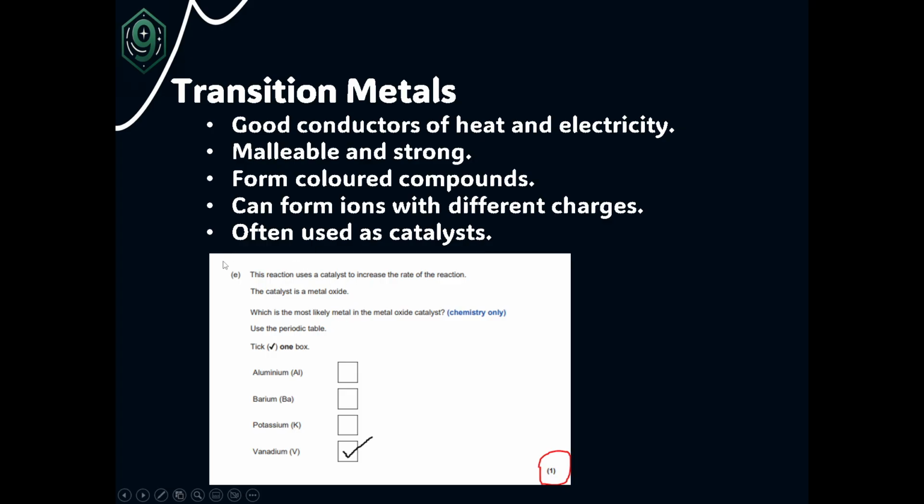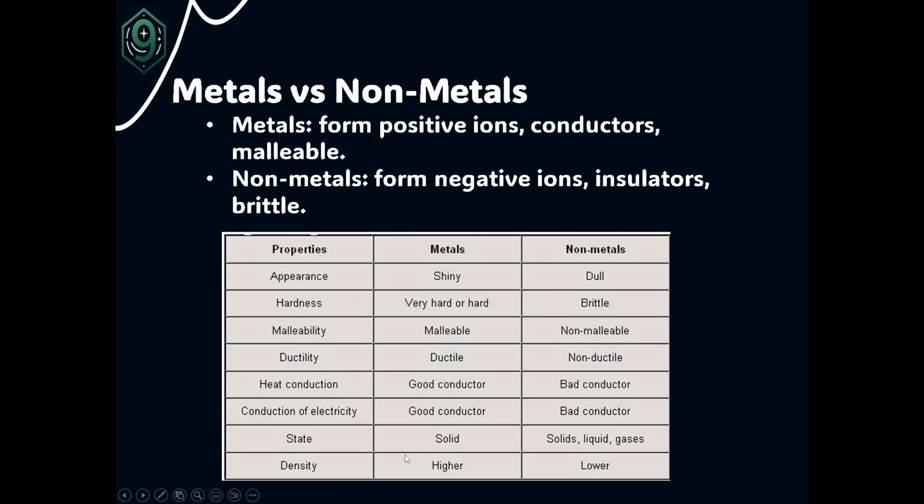And here's an exam question which says, which is the most likely metal in the metal oxide catalyst? We know that transition metals are usually the ones catalysts. So in the exam, I want to look at my periodic table and see which one of these is in the middle, which one's a transition metal, and take the correct option. So in this instance, it would be vanadium. Nice, easy stuff.